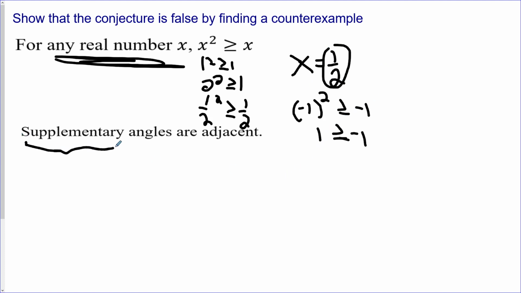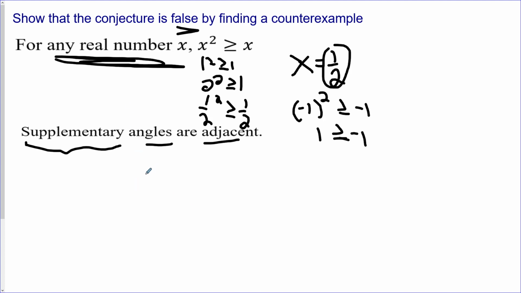All right, here's another statement. Supplementary angles are adjacent. Okay, well, prove to me that it's false. Find a counterexample. Again, I'll give you a minute to pause the video and try to find an example of two supplementary angles that are not necessarily adjacent.